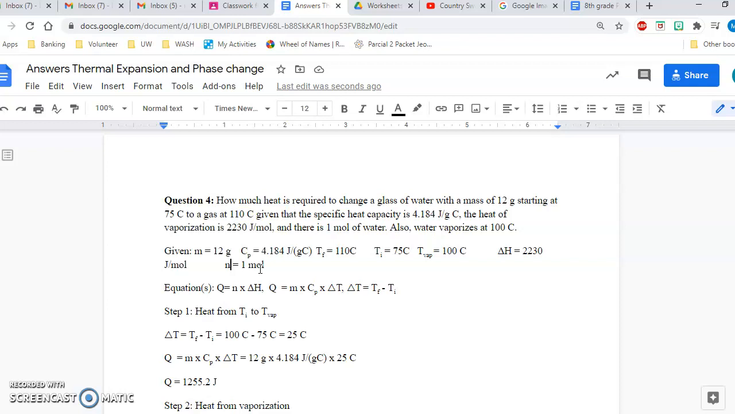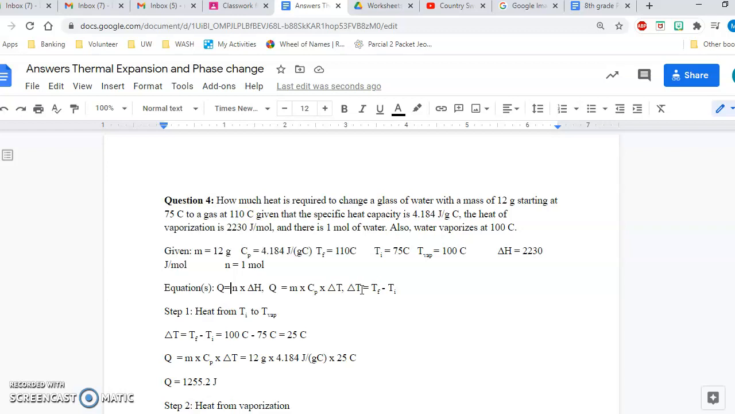So the idea is we're going to break this down into 3 steps. So we're going to use 3 different equations. We're going to use Q is equal to N times delta H. We're going to use Q is equal to M times Cp times delta T. And then delta T is also equal to T final minus T initial.